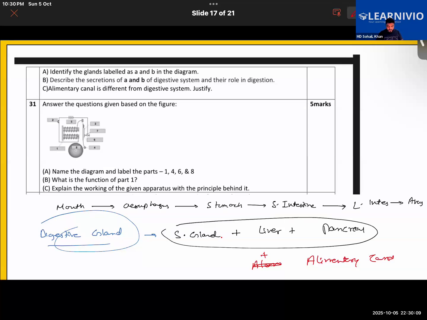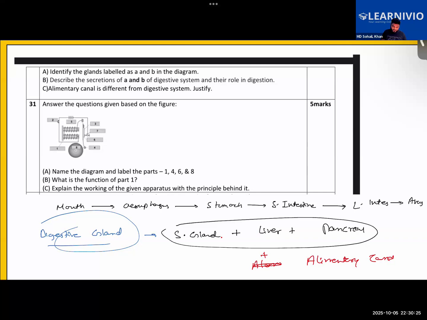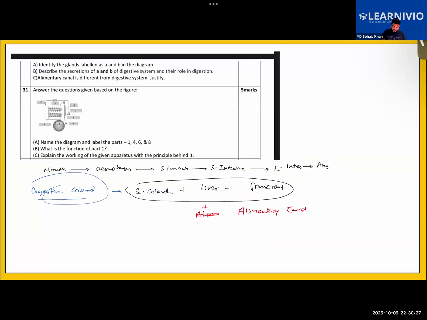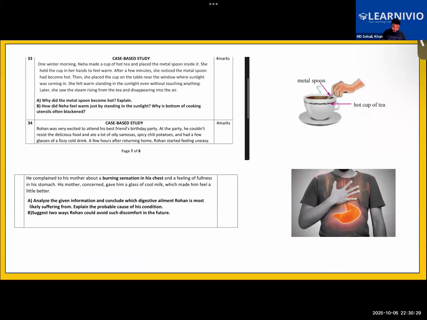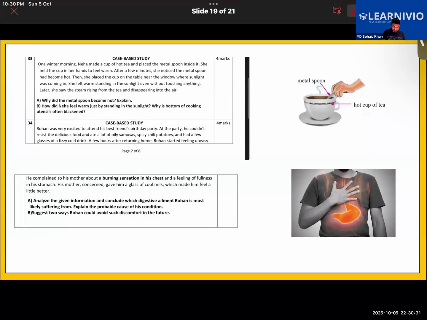We can say that the alimentary canal is part of the digestive system, but the digestive system is a broader term that includes both the alimentary canal as well as the digestive glands, which secrete digestive juices. Hope that is clear to you, Halima. Try to do question number 31, 32, and some other questions at home.